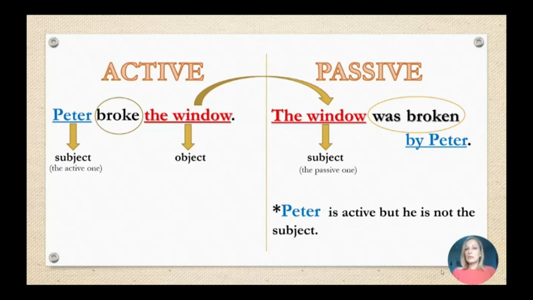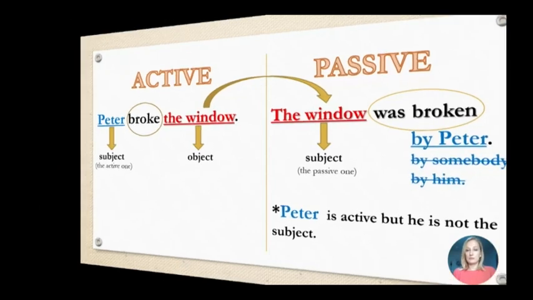If the subject is a word like I, you, he, they, somebody, people, etc., we don't mention it in the passive sentence. We omit it. For example, we don't say the window was broken by somebody or by him. If we don't know who that was, we don't say it, we don't mention it.